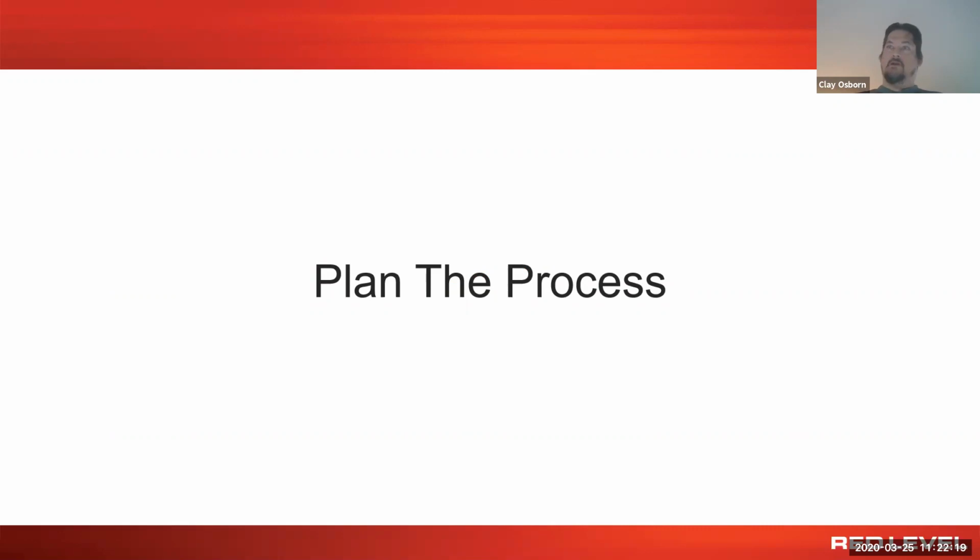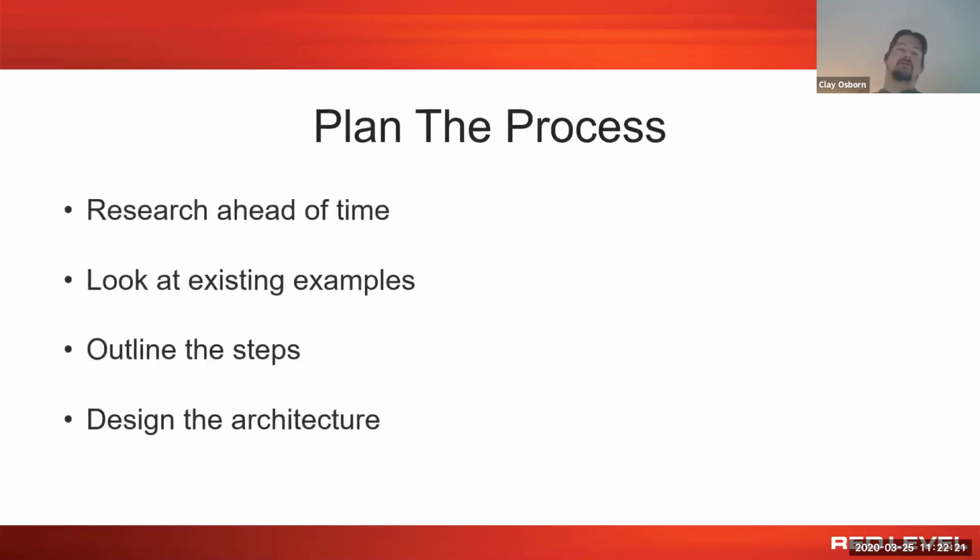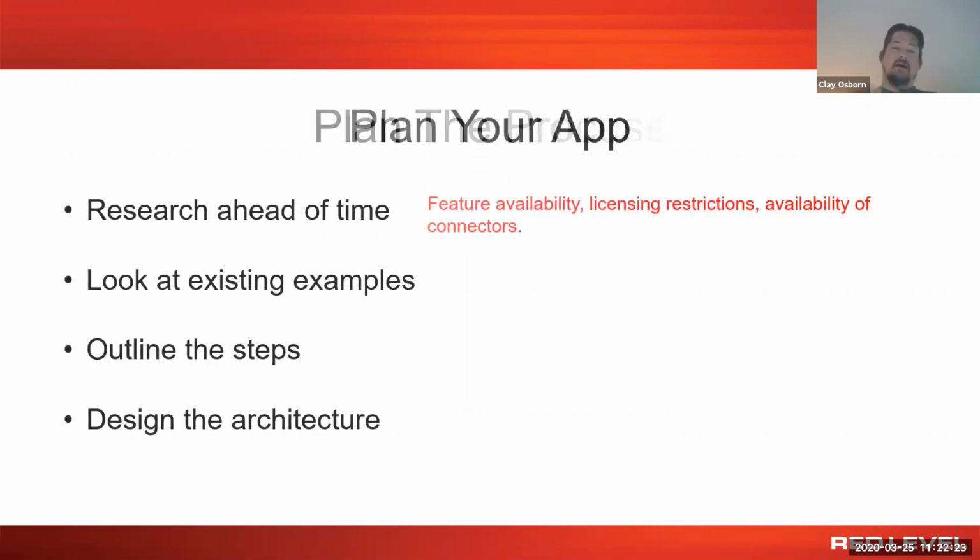So, planning your app, in this case, plan the process. You're going to want to research ahead of time and make sure of the feature availability, and make sure there's licensing around the connectors you want to use, and how many users are needed to actually publish and use your flow, or your Power Automate task. I still kind of call them flows. And the availability of the connectors, whether you have to use a standard or a premium.